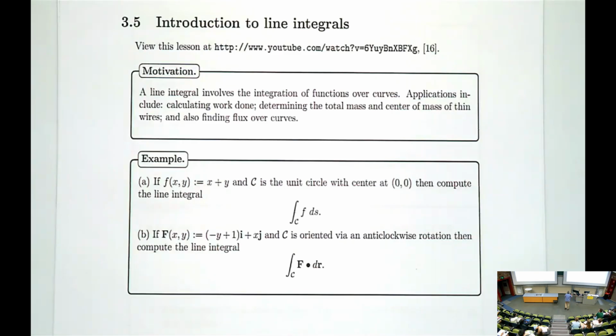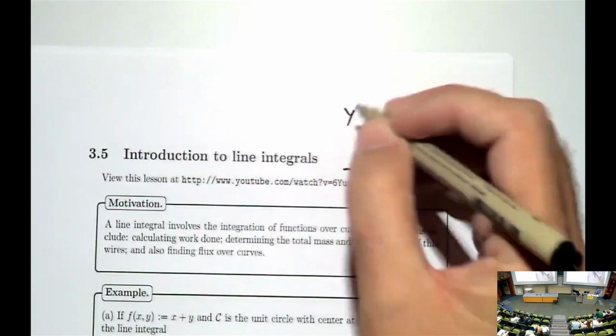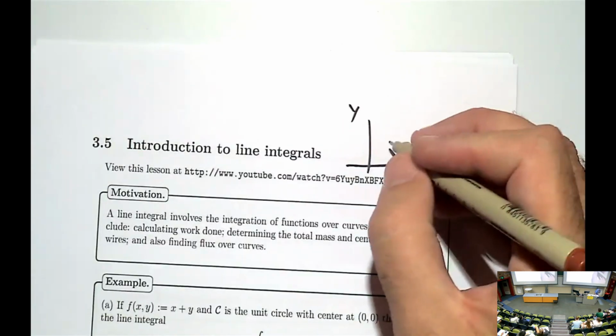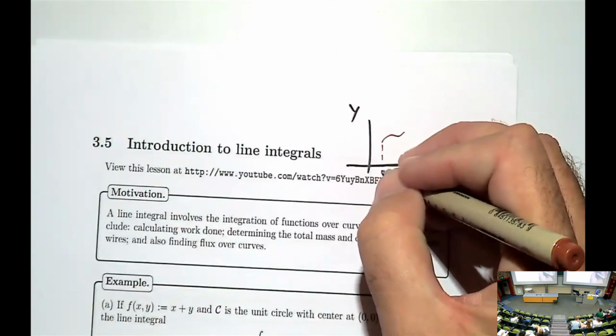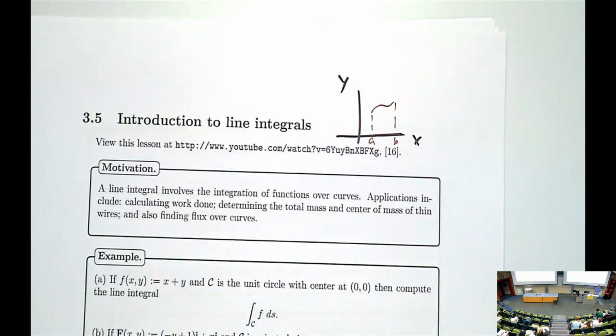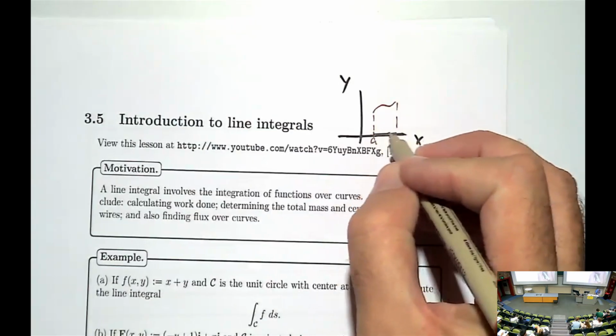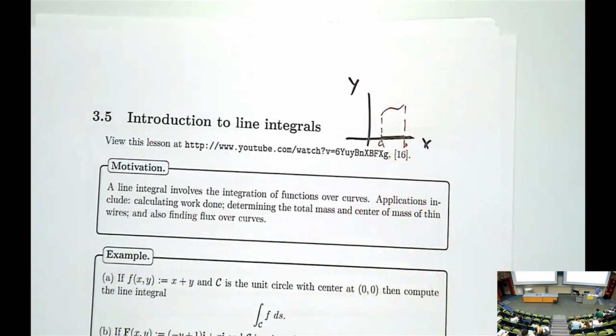So where does the word line come from in this context? Well, I'm glad you asked. Let me draw you a picture. The standard way we do things with high school calculus is we integrate over an interval, from a to b, and we get the area under the curve or whatever. So we're integrating over an interval.